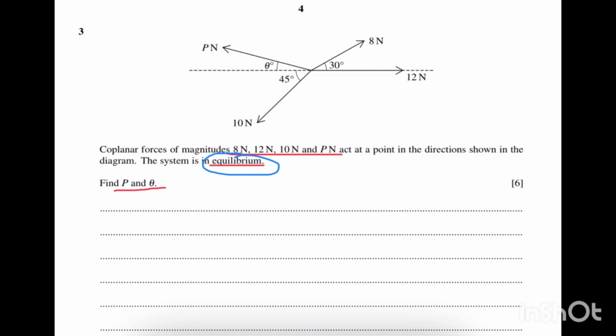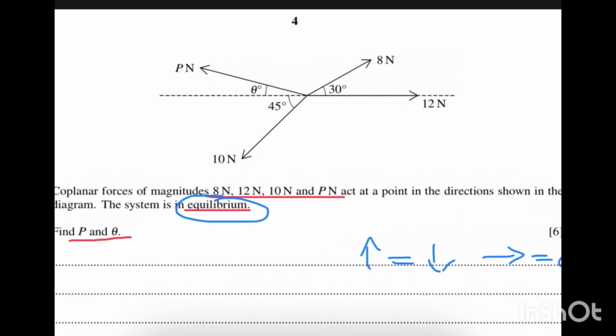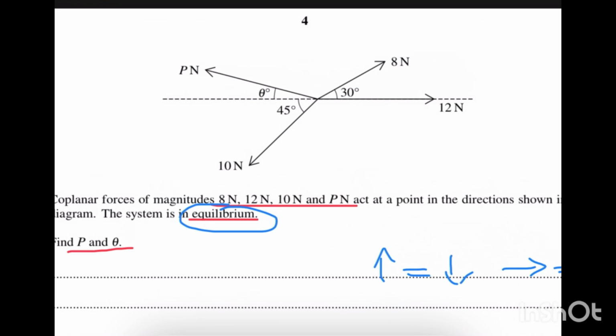So the criteria for that is that the forces acting upwards must be equal to the forces acting downwards, and the forces acting leftwards must be equal to the forces acting rightwards. So let's resolve these forces. Besides this 12 Newton force, all other forces are acting in a diagonal manner, so we will have to resolve both of their components.